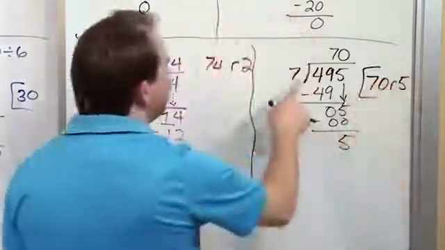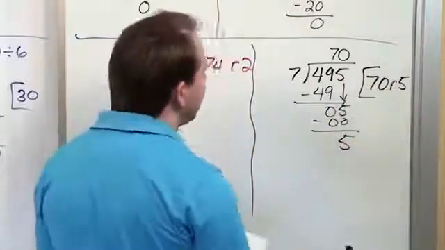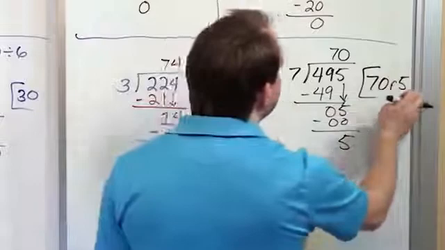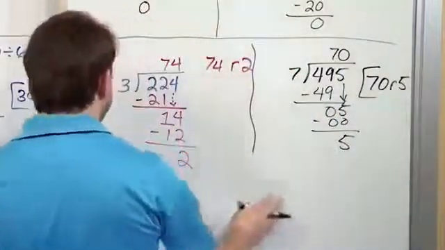And that means that 7 can go into this number 70 whole times, but you can't do it 71 times because there's actually 5 left over, and that's not enough to divide in another time. That's what's left over.